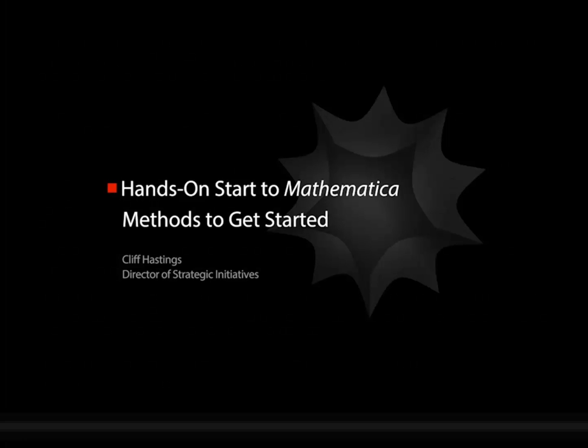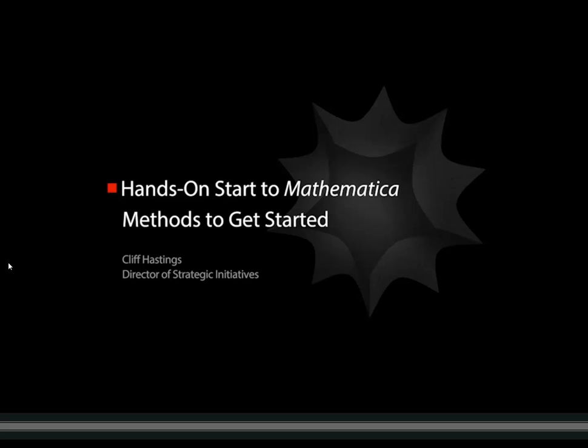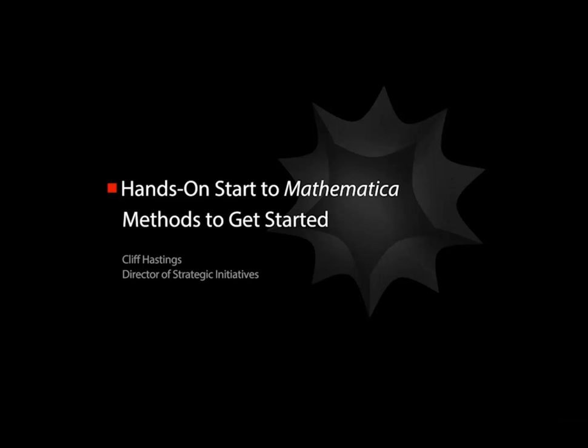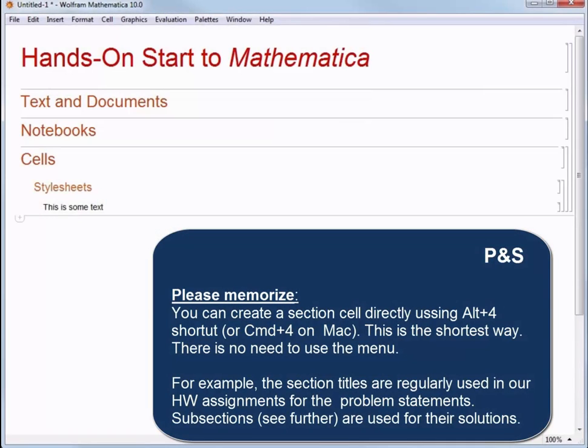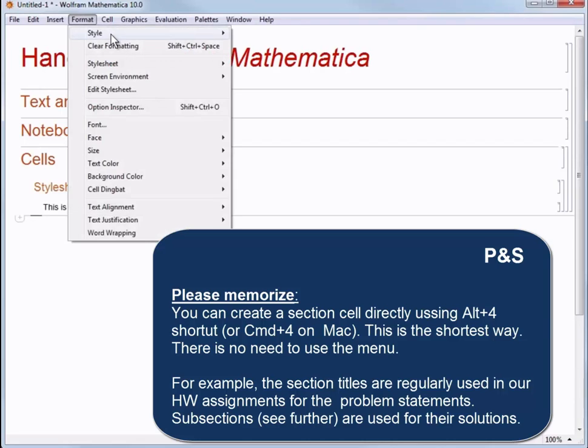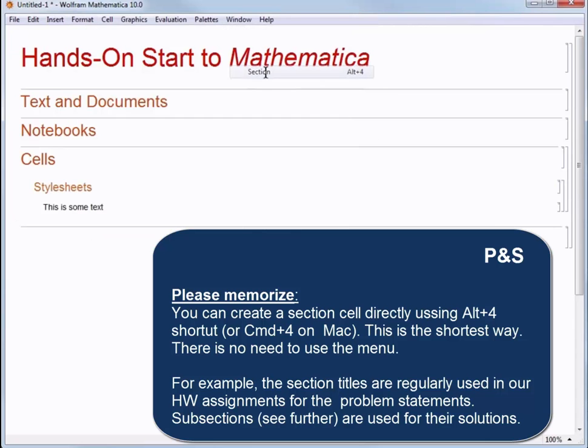Mathematica offers a variety of methods to enter calculations, making it really easy to get started. Let's start by making a new section cell. I'm going to do this by clicking at the bottom of my notebook to make sure I have the cursor in the right place, and then choose Format, Style, and Section. And I'll call this section Means of Starting.